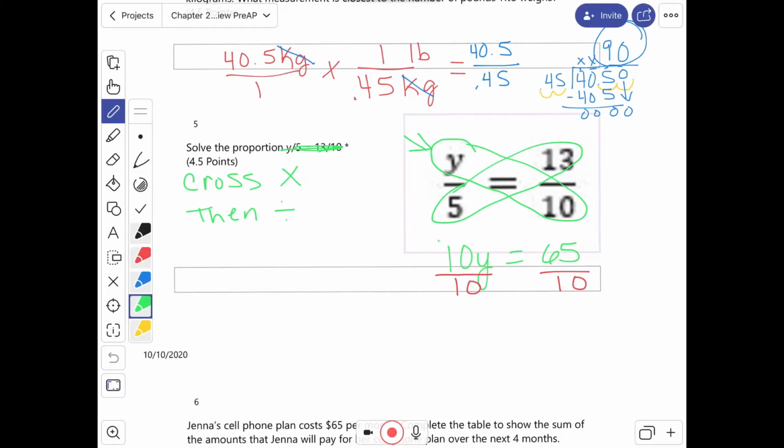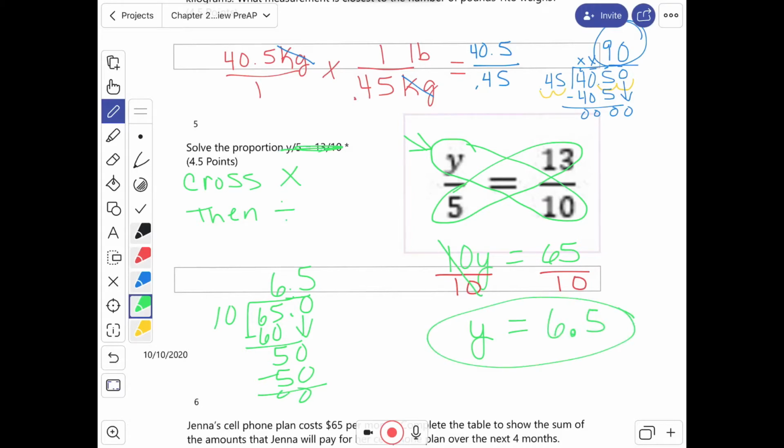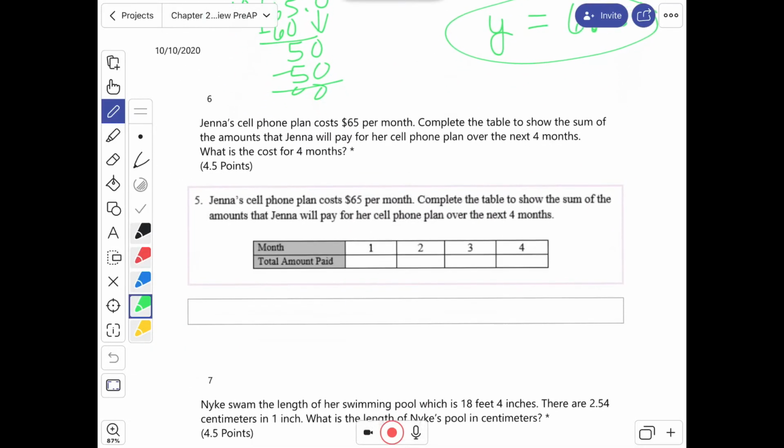And on the left side, 10 divided by 10 makes 1. And 1y is the same as just y. And then we divide 65 by 10. 10 goes into 65 6 times. Put a decimal. And 10 goes into 50 5 times. So y is equal to 6.5. When you're putting in the answer, you do not have to put y equals. You can just put 6.5. Next question.